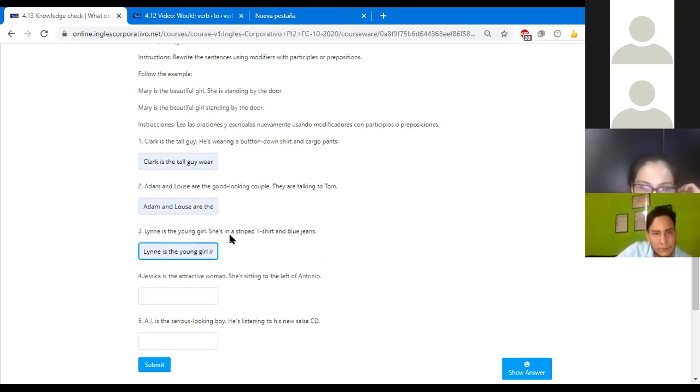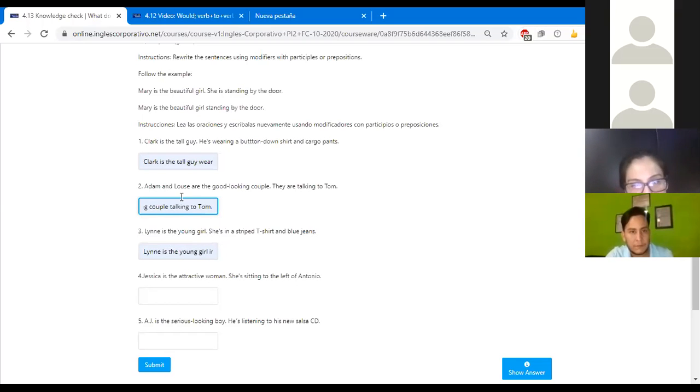Okay. Then, what is the benefit of using this form? Because esto hace que el inglés suene más fluido cuando uno lo habla. Okay. Es diferente, por ejemplo, que ustedes digan acá, Adam and Laos are good-looking couple. They are talking to Tom. They live in San Salvador. Okay, when you say Adam and Laos are a good-looking couple talking to Tom and they live in San Salvador, entonces se hace una sola oración y no va como a oración, que ya, como que ya sabemos que se está refiriendo a esas personas.